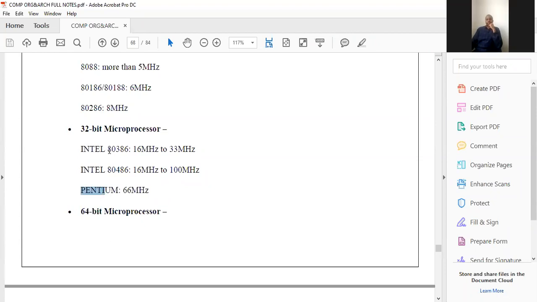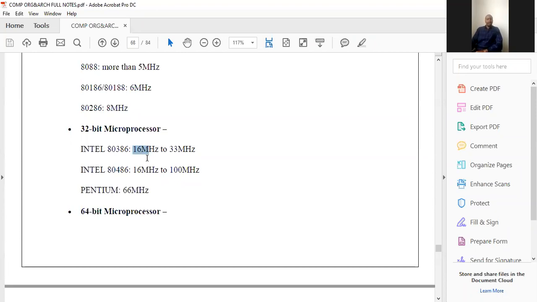And they produce microprocessors that have a speed of 16 megahertz to 33 megahertz. A hertz is basically cycles per second. Hertz, H-E-R-T-Z, is basically a measure of frequency, cycles per second, okay?